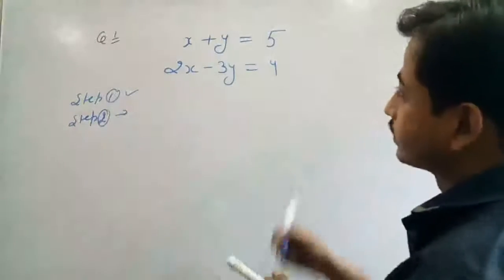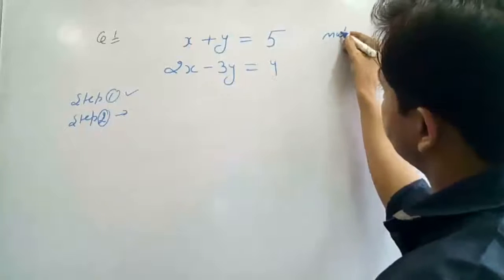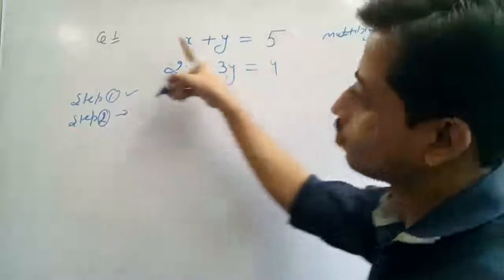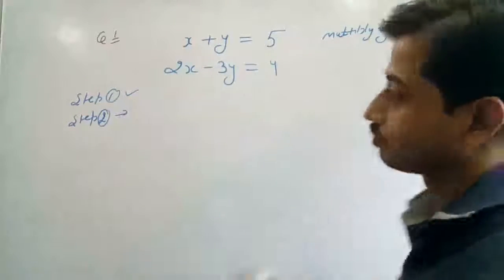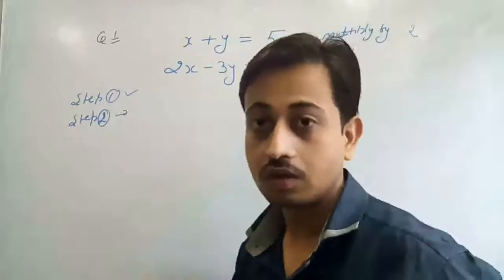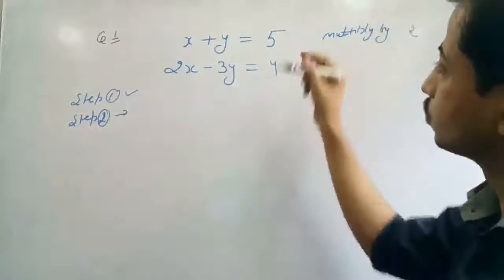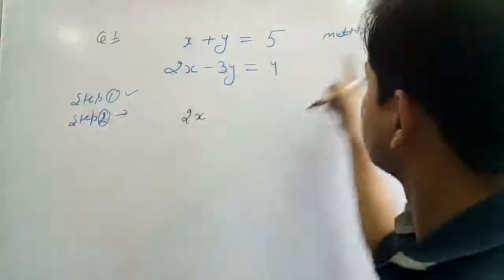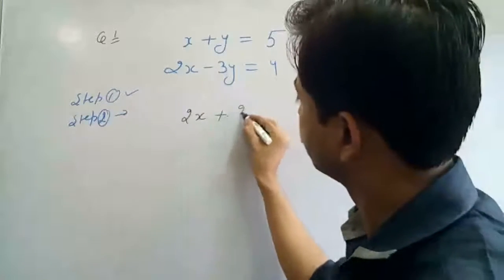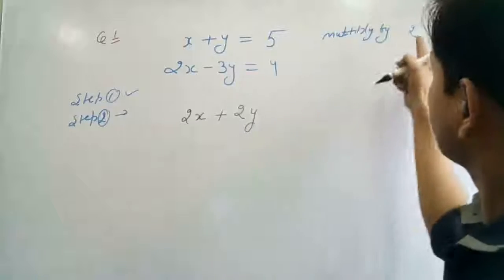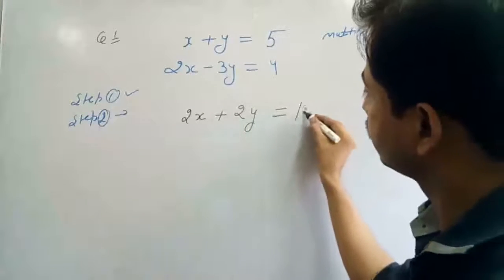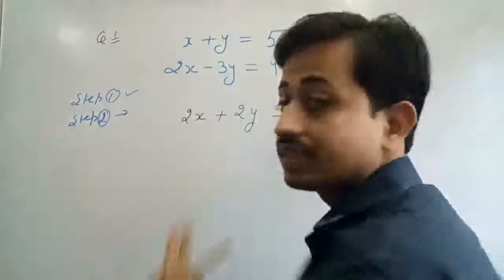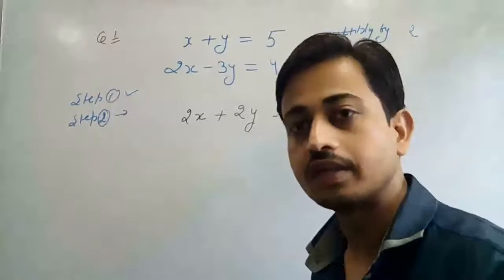If I multiply this equation by 2, what do I get? Please multiply with 2. 2 into x, we get 2x. Now 2 into y, we get 2y. Now 2 into 5, we get 10. This is equation 1. Why? Because in this we get the same coefficient as compared to equation number 2.